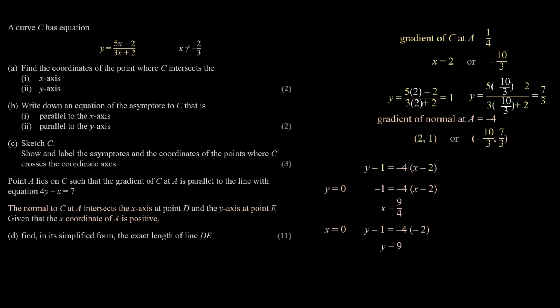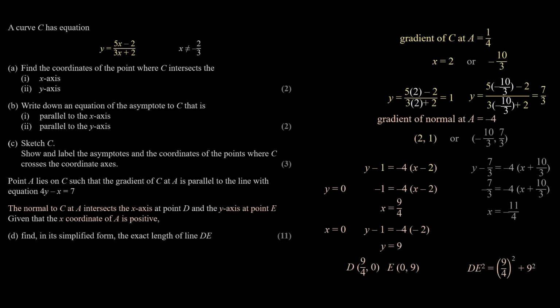Using these values and gradient negative 4, we form the equation of the line. Substituting y equals 0 into the line equation gives x equals negative 11 over 4. Since the normal line crosses the positive x-axis, D is (9 over 4, 0), and E is (0, 9). The length DE squared equals (9 over 4) squared plus 9 squared. Taking the square root of both sides, we get 9 root 17 over 4, which is the exact length between points D and E.